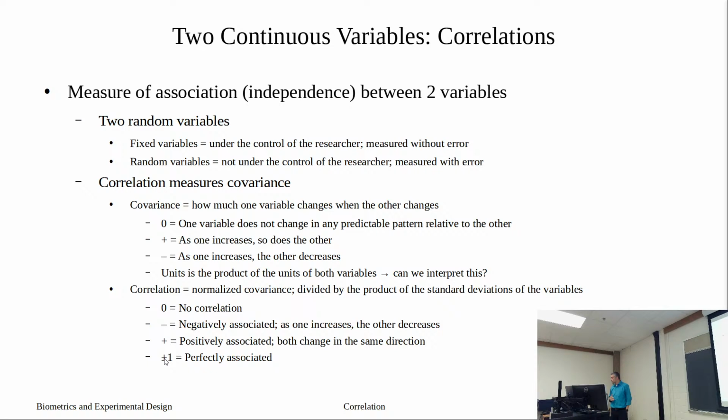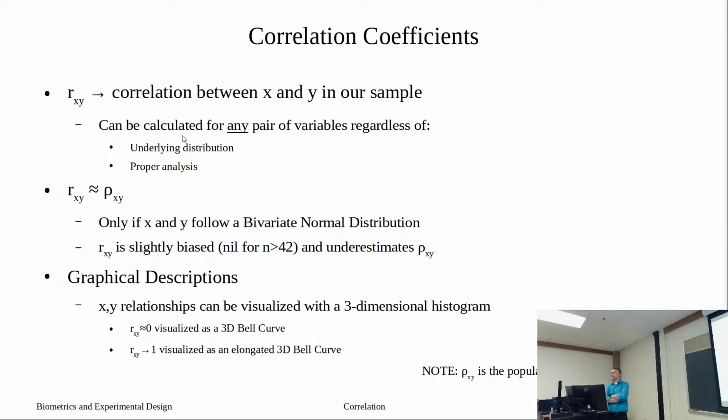Covariance is not bounded by one. Correlation is. Our correlation coefficients, there's actually a couple of them that we could look at. The one that you've probably seen is r. This is Pearson's correlation. We would use r sub xy to represent the correlation between variables x and y in our samples. And we can do this in any pair of variables. So we can use r with subscripts length, comma, width to represent the correlation between length and width.